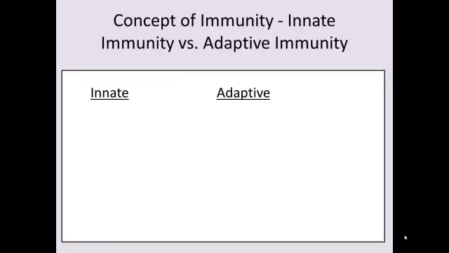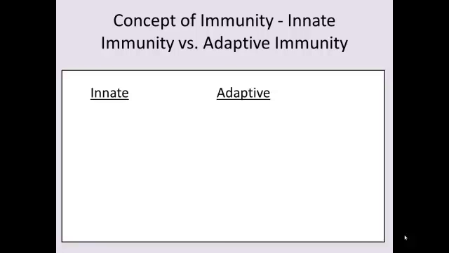Previous to this, especially in the previous two chapters, we've been talking about how pathogens get past our defenses and cause us disease. Now we're going to talk about immunity, which is how we fight pathogens, how we fight the foreign invaders. Immunity comes in two parts: innate immunity and adaptive immunity.